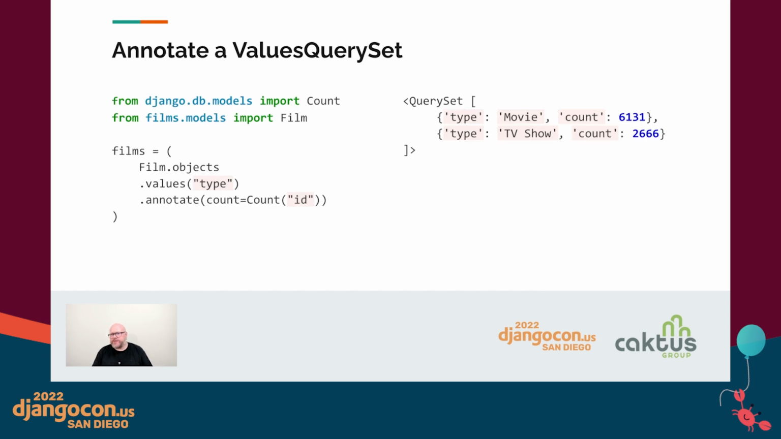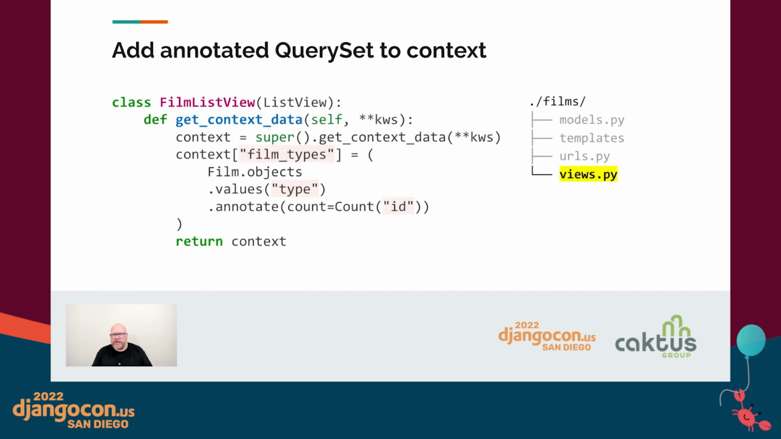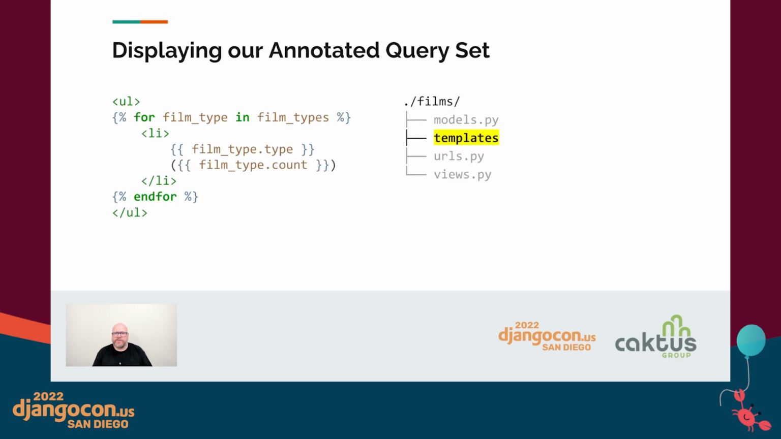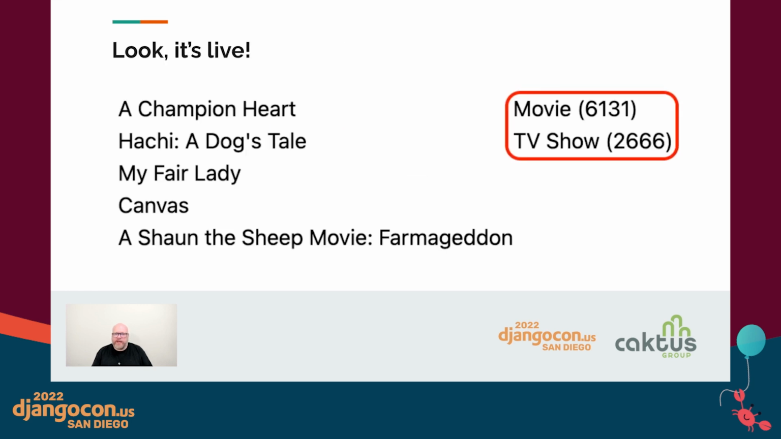We can start by returning the value of type for films. Then we can further annotate and show the total count for each value. For display, add the query set to our view context, and then iterate over and display the film types in our template. And there it is, our first faceted display. But this is just displaying the numbers. Now we want to use it.